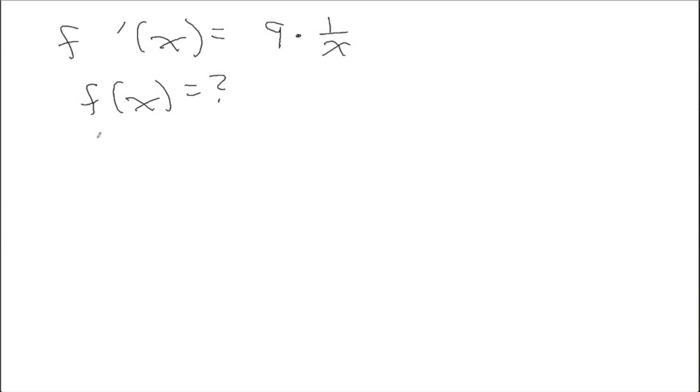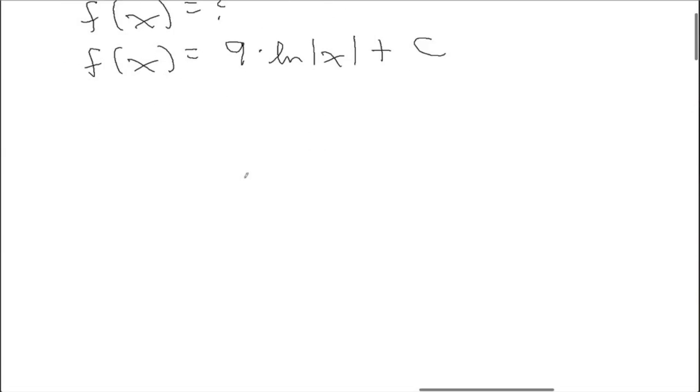Okay, let's try this. Okay, so f prime of x equals 9 times 1 over x. So f of x equals 9 times the natural log of the absolute value of x plus c. Okay, excellent. It's good that you remembered the plus c, and it's good that you remembered the absolute values, and we did not take the antiderivative of the 9, because we're using the constant multiple rule for antidifferentiation. Very good.